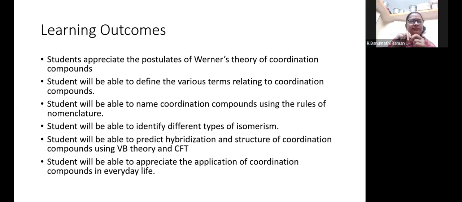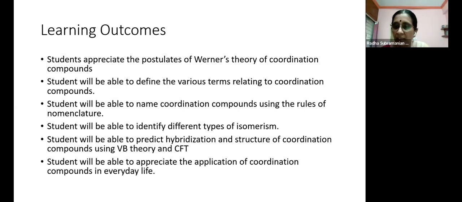So how would you define denticity? Typically in a phrase, how would you define denticity, ma'am? Any other teacher also can give us the input?